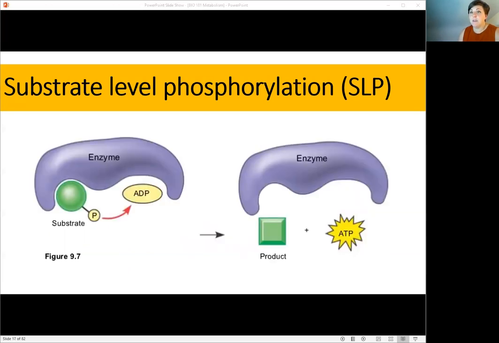As mentioned, SLP is fueled by enzymes. This is showing that process. You can see that this substrate has a phosphate attached to it, and the enzyme is actually what transfers this phosphate to ADP to create ATP.